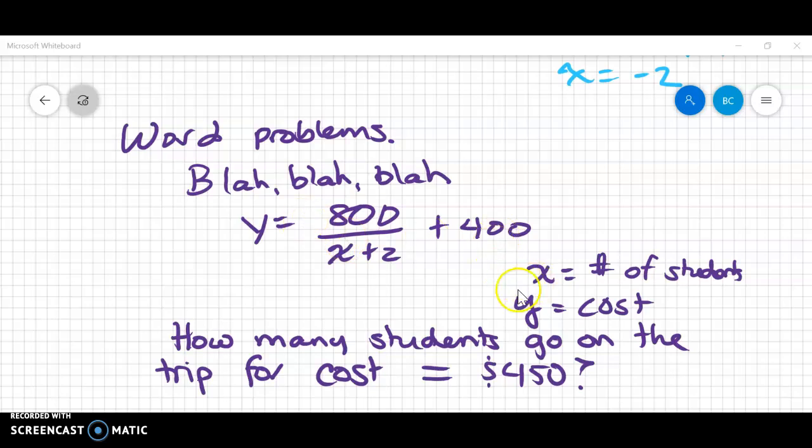Here, though, we're talking about students and we're talking about the cost, and we're wondering how many students would have to go on the trip for the cost to be $450. So that would actually be super cheap, wouldn't it? So one of the things that you might be asked to do is to graph this function. Usually if you were asked to graph it, you would be asked to graph it on a graphing calculator. We haven't done anything with graphing calculators for a while, and I know you don't have them at home, so I'm not going to ask you to do that.